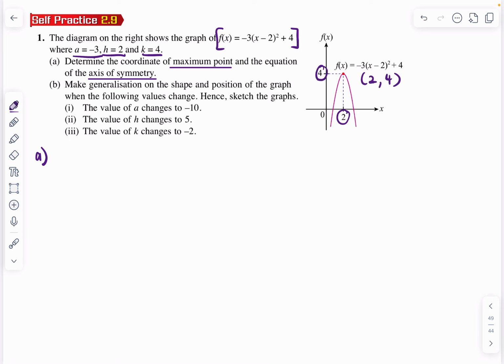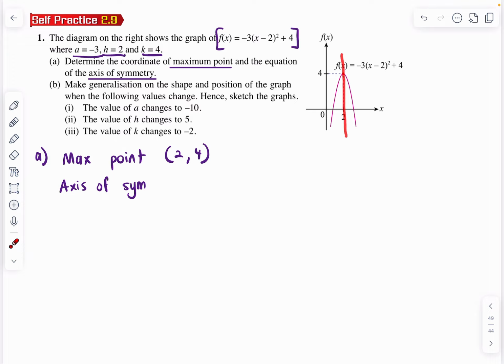So we can say maximum point is 2, 4. And then axis of symmetry. So this graph is symmetrical about this line. So the left and the right is the same about this line. So this will be our axis of symmetry.